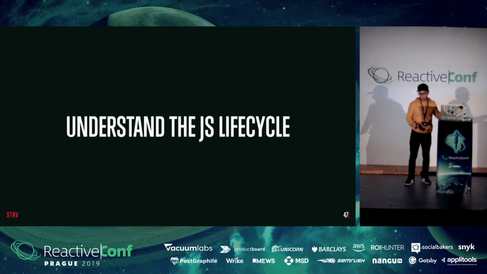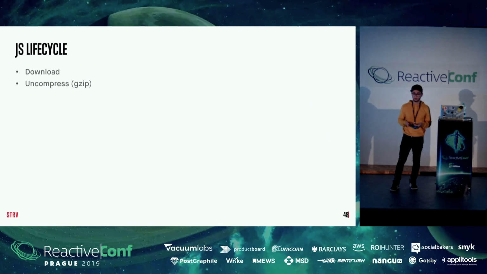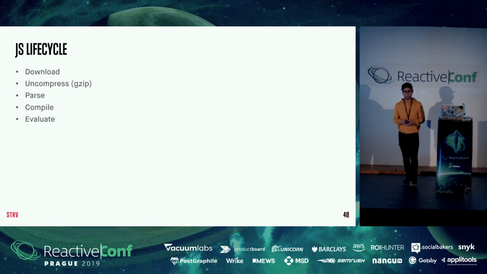For that, we need to understand the life cycle of JavaScript. What's actually happening? You get the file from the browser, you download it. It's recommended that you use gzip. So the browser has to uncompress that file and then parse it, then compile it, and then evaluate it or run it. So there's a lot of steps here, and we usually just think in terms of download.